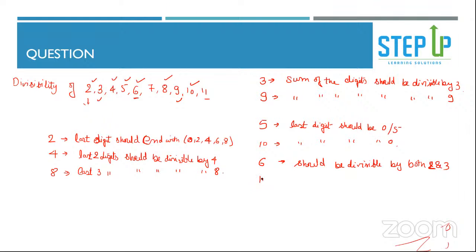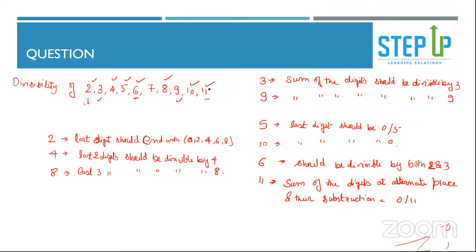11. The divisibility rule of 11 is the sum of the digits at alternate places, and their subtraction, should be equal to 0 or 11. So this was about 11.